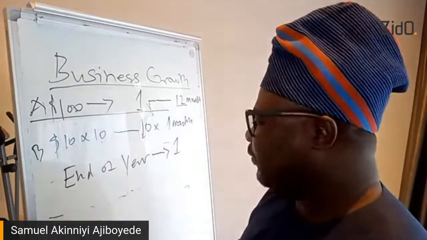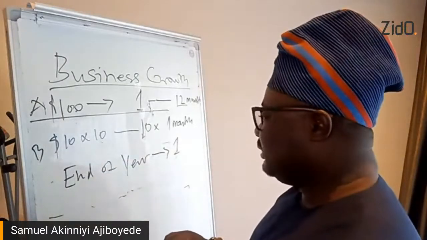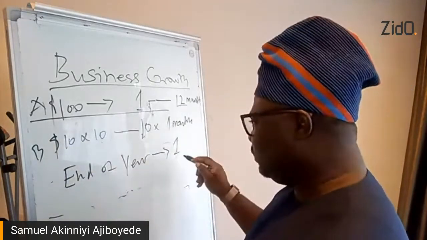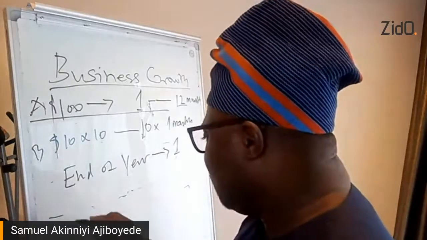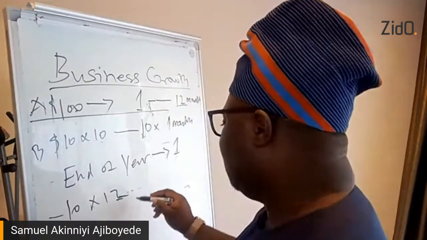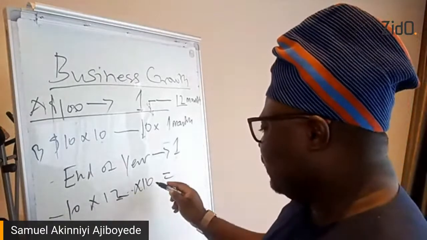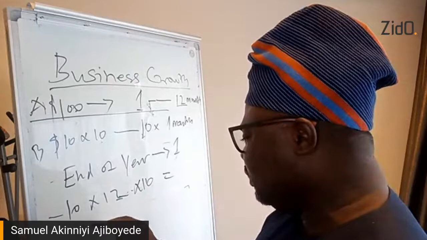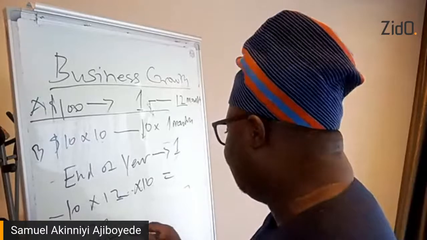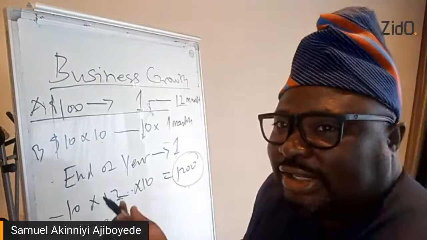Now, in the case of B, which is lending $10 to 10 people, you have generated 10 activities a month. So what you're going to have is 10 times 12, times 10. If you do this times this times this, it is 120 times 10, that is 1,200 activities. So you're going to get 1,200 activities generated. That is how the fintech works.